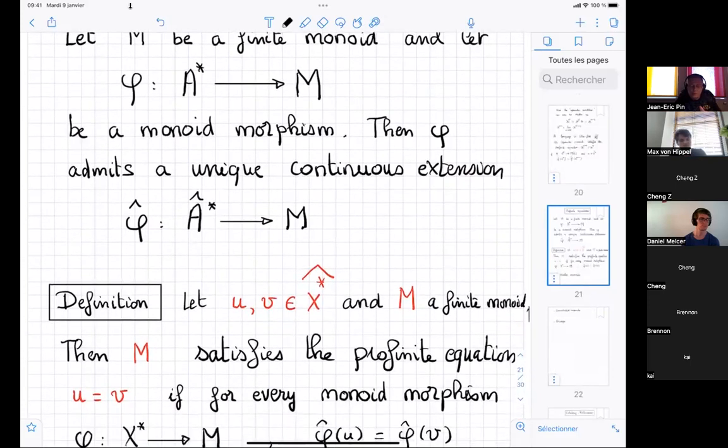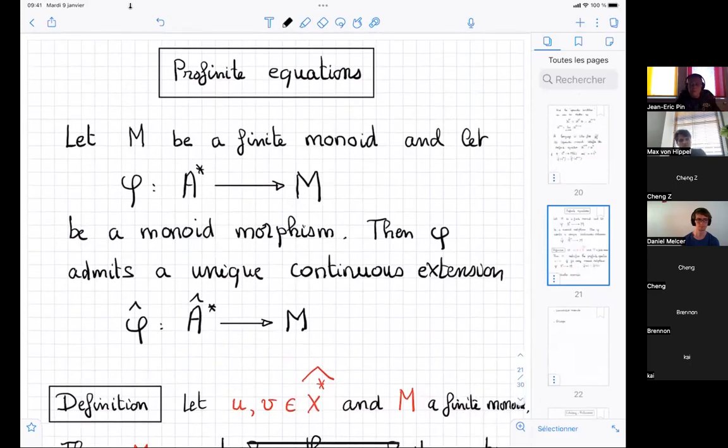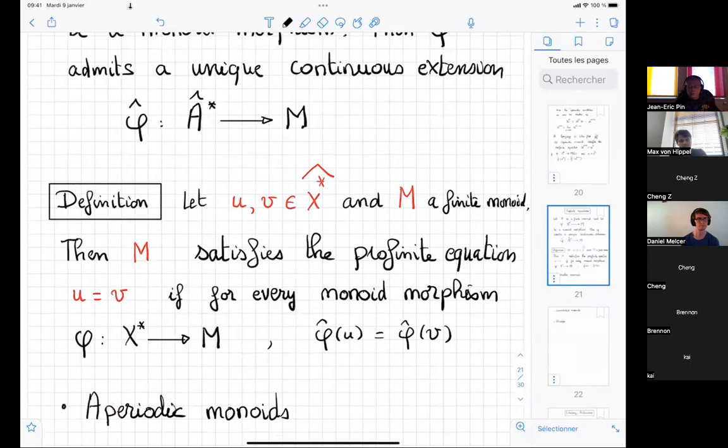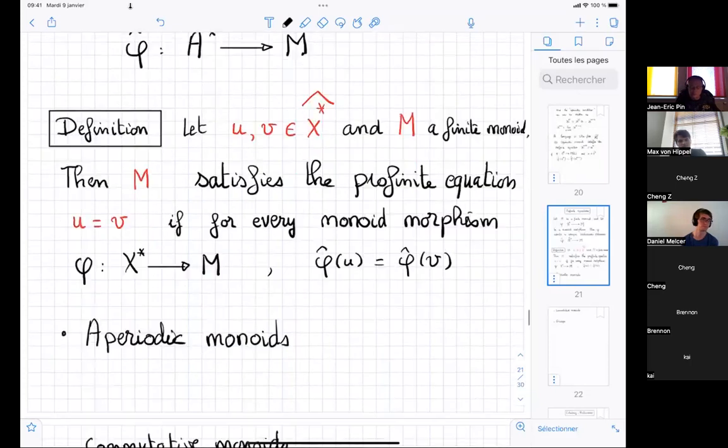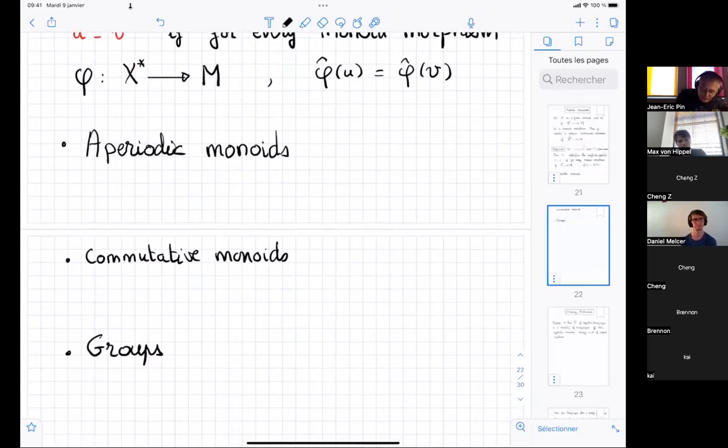Yeah, so I have a more formal definition. If you wish, let me review this. So if you start with a finite monoid, you have a morphism, you extend it to A star hat by continuity. And now if you have two words of a profinite monoid on variables in X, then M satisfies the profinite equation U equals V if and only if for every monoid morphism from X star to M, you have this phi hat of U equals phi hat of V. A commutative monoid would be defined, that's very easy, by the equation xy equals yx, not very surprisingly.